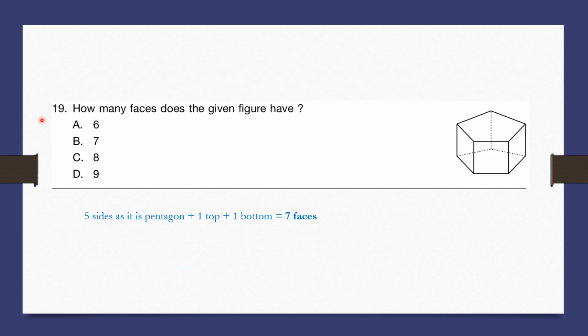Question number 19. How many faces does the given figure have? So let's see here, it's a pentagon. So the pentagon has 5 side faces and 1 face on the bottom and 1 face on the top. So total will be 7 faces. So our answer is option B.